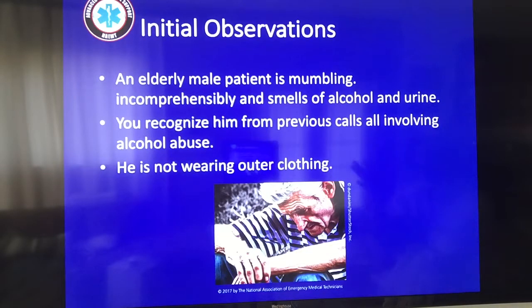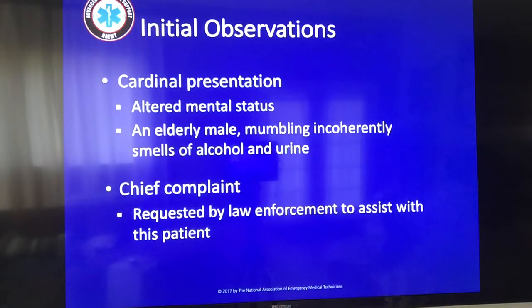So our eyes, as we look over, our first view of our patient is an elderly person kind of mumbling. Could this be stroke, alcohol, smell, urinating on himself, okay? And he's not wearing any kind of protective warm weather gear. This could be an issue for that gentleman, especially in that age presentation.